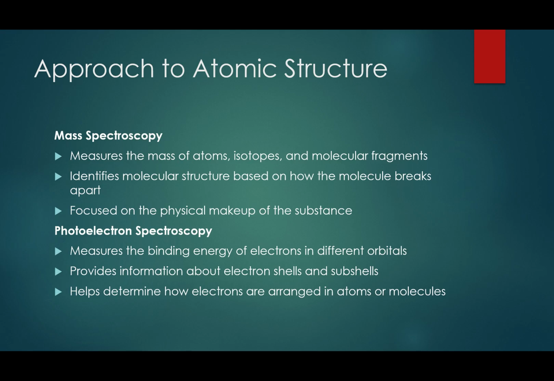Photoelectron spectroscopy takes a more detailed look at the electron structure. It shows us how electrons are arranged in atoms, which shells they're in, how tightly they're held, and how the energy levels are spaced. This helps us understand chemical bonding and even compare elements or compounds based on their electron configuration. So, mass spectroscopy is more physical. It tells us what's there and how it's put together. Photoelectron spectroscopy is more electronic. It tells us how electrons behave and where they're located.